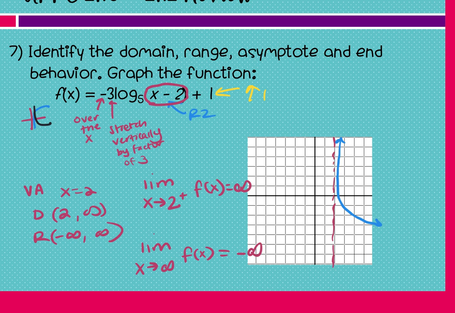So we don't need to plot points for the graph? No, you can do your approximation. Yeah, if you want to plot to make sure you're right, you can, but you don't need to.